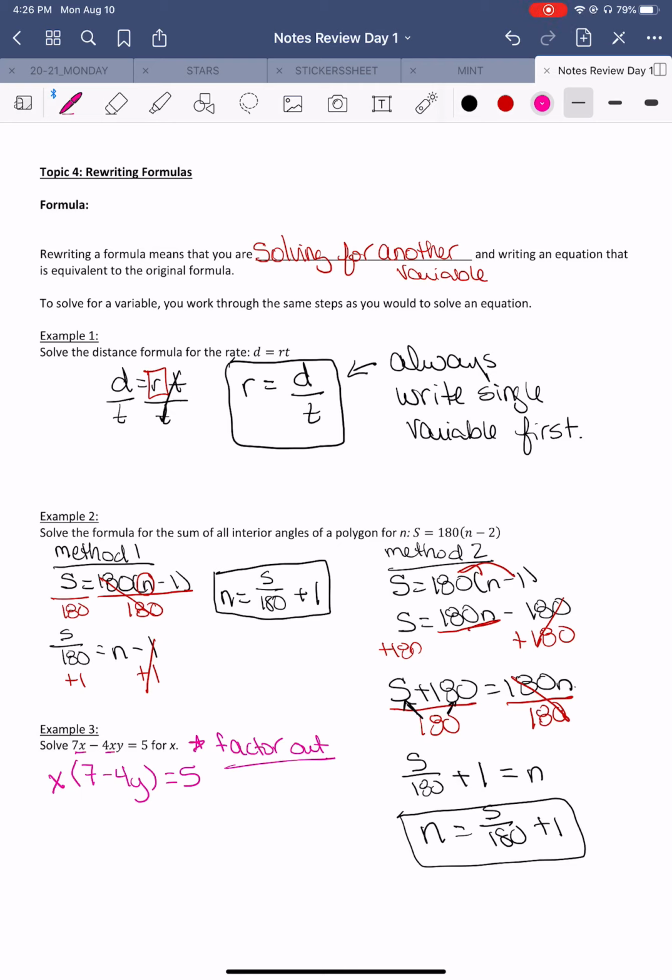Now you can see it becomes a simple one-step problem. What do we need to get rid of in order to isolate x? We're going to divide by 7 minus 4y, all in one step, because it is a quantity being multiplied to x. And we have isolated x. X is equal to 5 divided by 7 minus 4y.